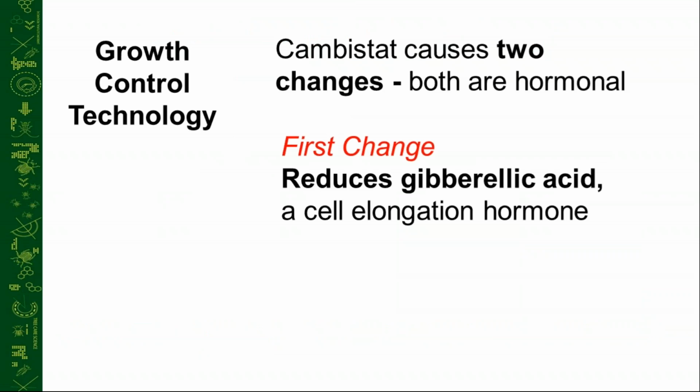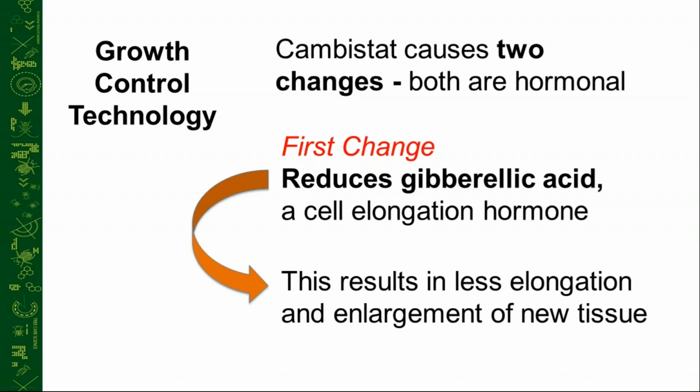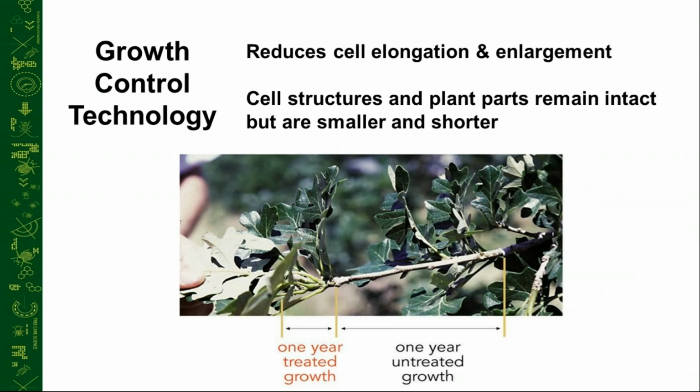When I talked about it, there are really two changes, and both are because of the hormone. First, you have the reduction in gibberellic acid, the cell elongation hormone. That's what gives you the actual physical size growth regulation, which we can use to slow canopy growth for a variety of situations in the landscape. Instead of a tree branch growing, let's say in this case, 4 inches per year, we're going to have that single year's growth in about 1 inch. But generally speaking, the plant still retains its appearance, its color, and its shape, because all the plant parts remain intact but are just smaller and shorter.